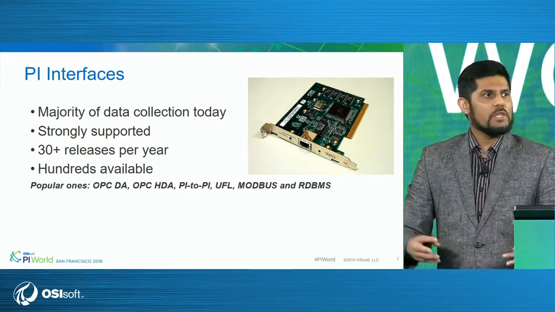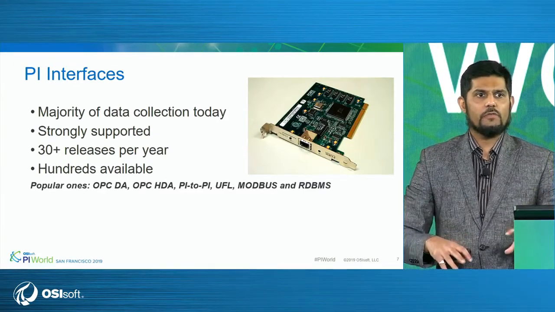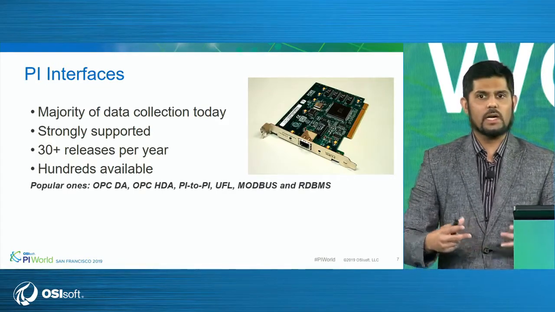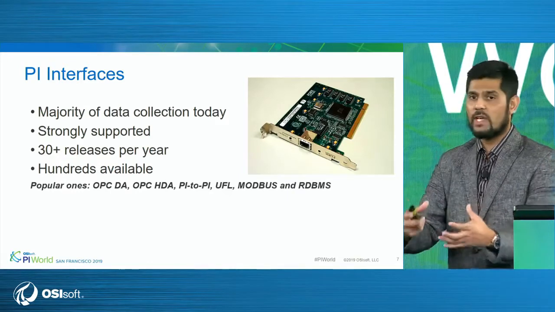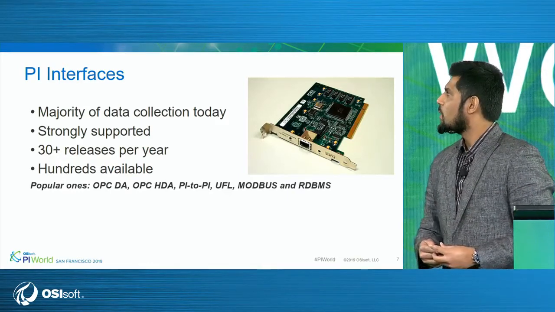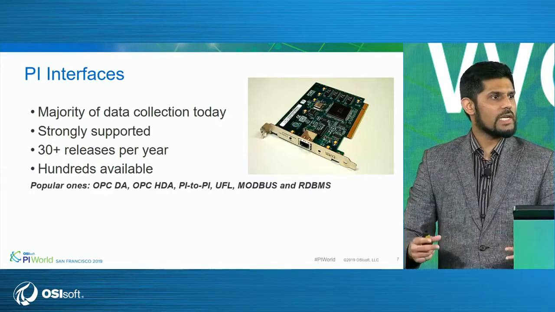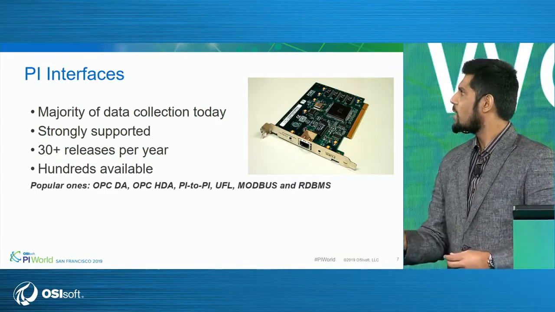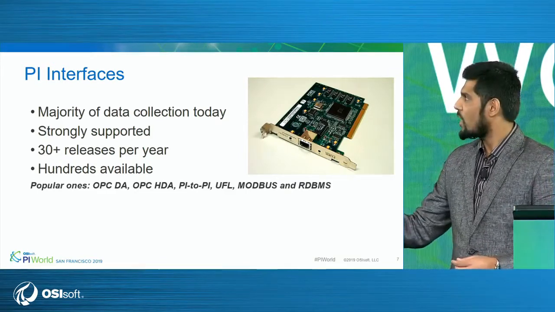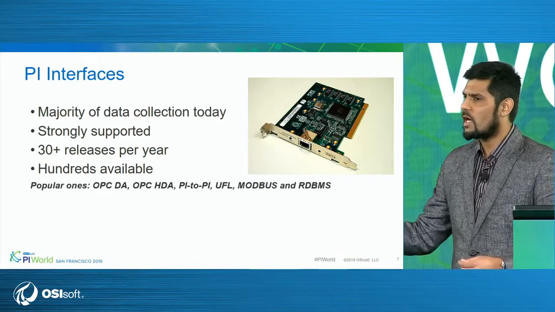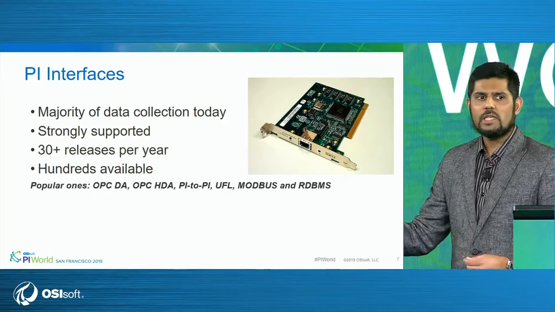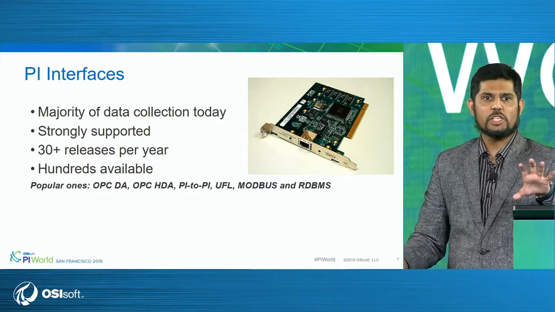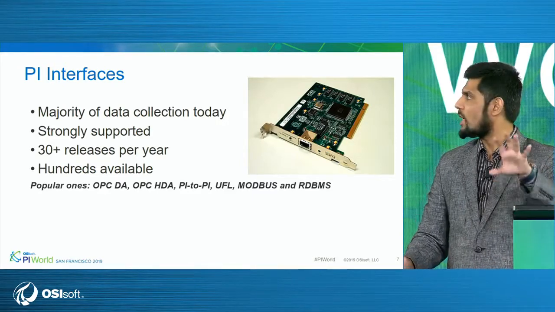PI2PI allows you to enable use cases where aggregating data from remote sites and different parts of the organization and collecting all this data in a centralized single location is vital. Our RDBMS interface allows you to collect data from any relational database system that you have out there. Whereas the best analogy I can think of to describe our UFL interface is a Swiss Army knife, because it can collect data from n number of sources depending on the customization you put on your end to collect data.